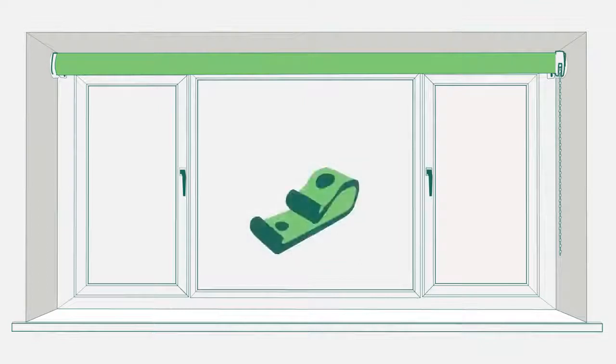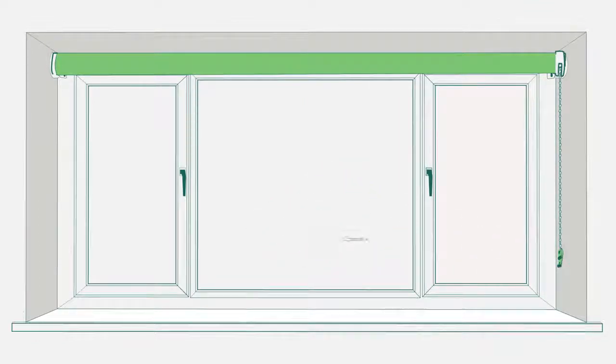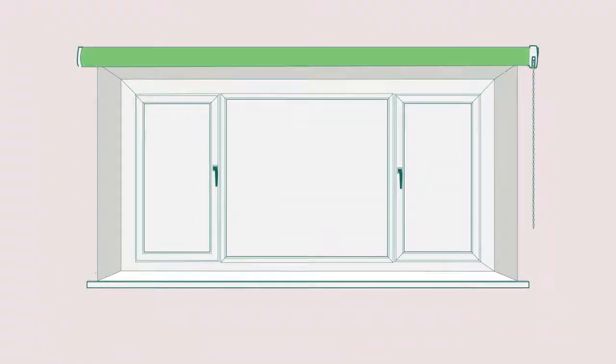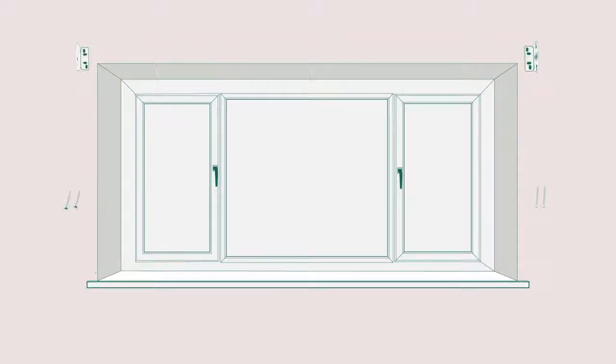Now fix the child safety clip. If your blind is to be installed onto the outside of the recess, then position the blind centrally and mark the bracket positions, and then follow the same procedure as fitting to the inside of the recess.